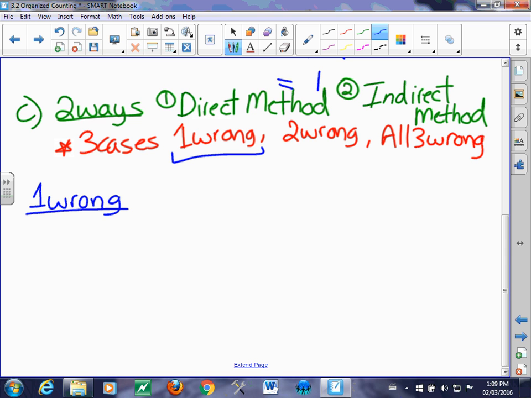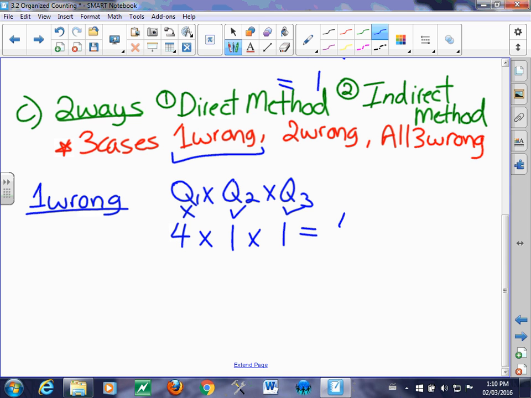let's just take a look. We have question 1 times question 2 times question 3. Say you got the first one wrong. How many different ways can you get that wrong? That's 4 ways. And then if you got question 2 and question 3 right, there's only 1 way to get each right. So that's 4 possible ways for that one. But that's only if you get question 1 wrong.